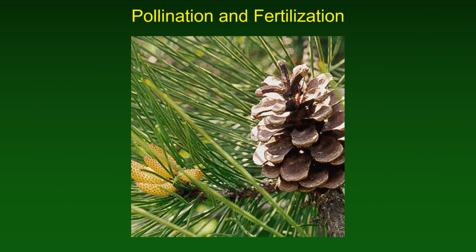The conifers have two types of cones. So we have what are called staminate cones, and they're male, they produce pollen. And then we have what are called ovulate cones, and they produce female gametophytes that contain the egg. So these are female structures. And generally we have both male and female structures on the same tree.